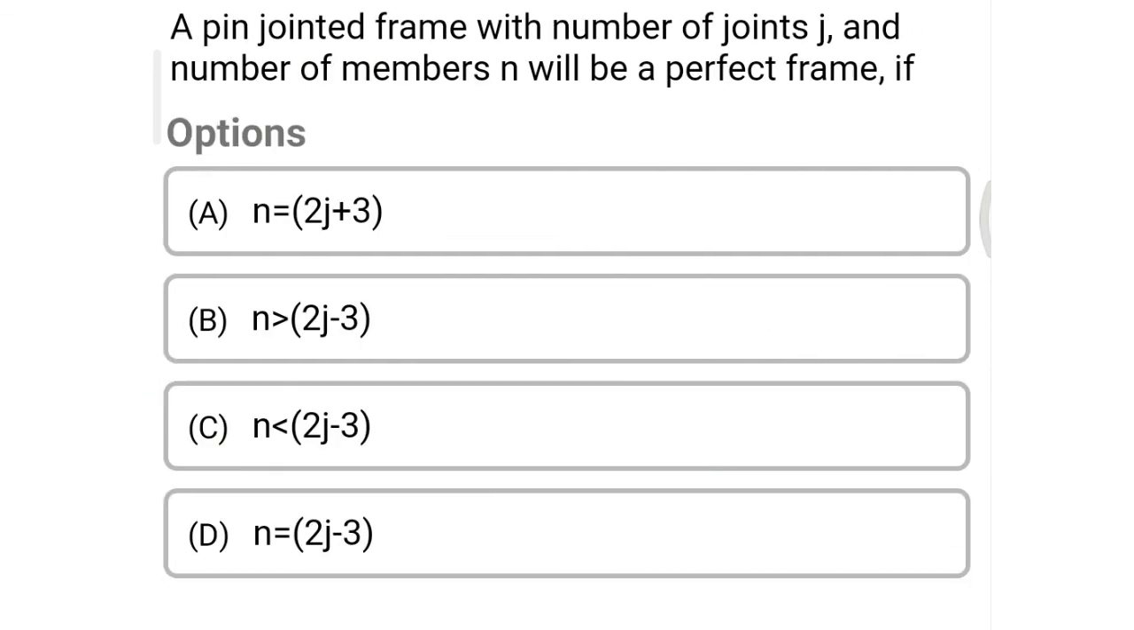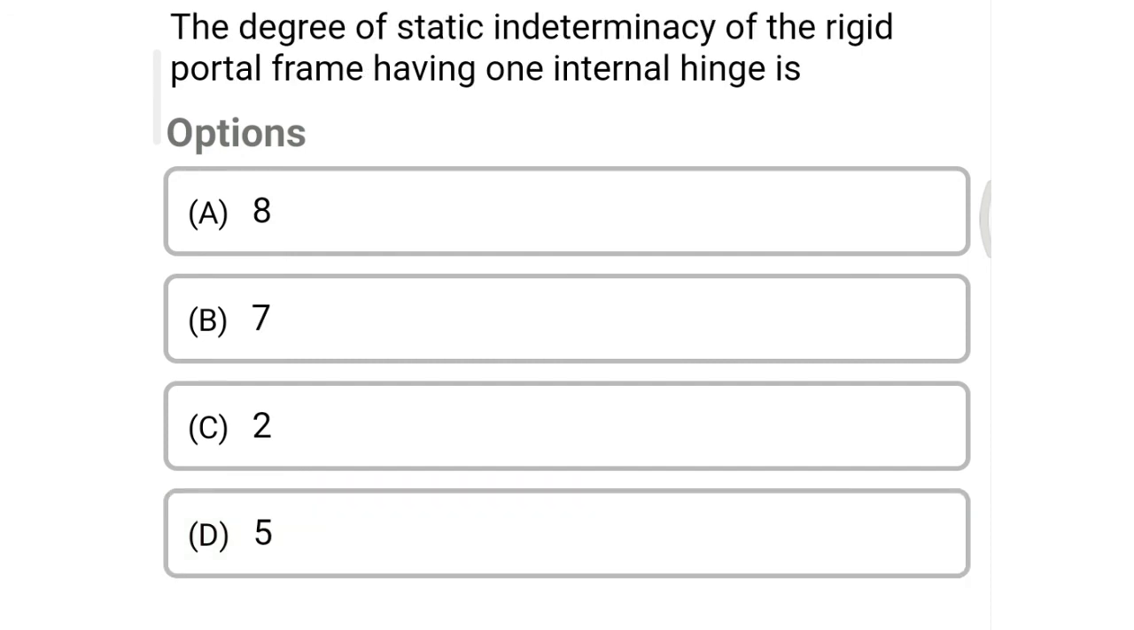So next question, a pin joint frame with number of joints j and number of members n will be a perfect frame if option A n equal to 2j plus 3, option B n greater than 2j minus 3, option C n less than 2j minus 3, option D n equal to 2j minus 3. So the correct answer is option D n equal to 2j minus 3. So next question, the degree of static indeterminacy of the rigid portal frame having one internal hinge is option A 8, option B 7, option C 2, option D 5. So the correct answer is option B 7.